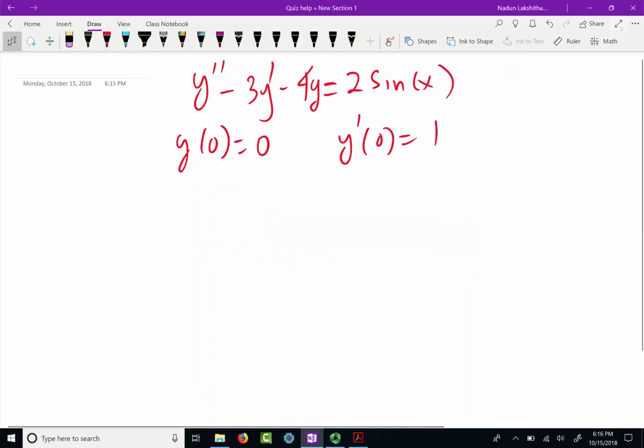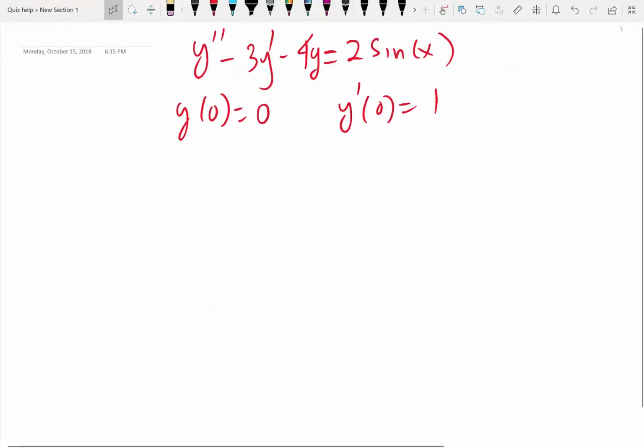Okay, so let's do another example. This example is going to be a little bit long, but it solves a completely full problem with the initial values. All right. What we're going to do first is take the homogeneous version of the differential equation.